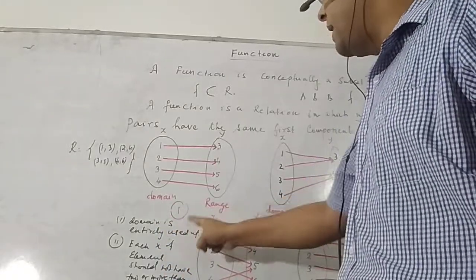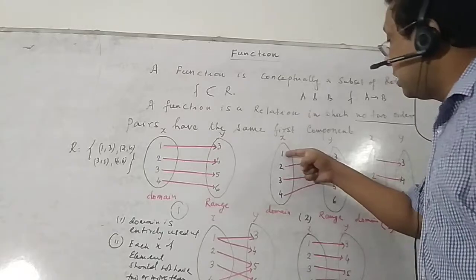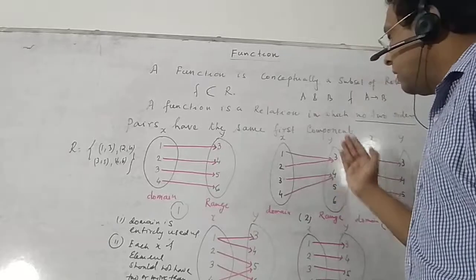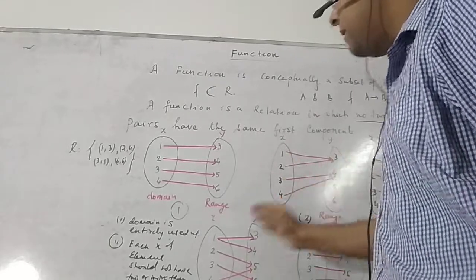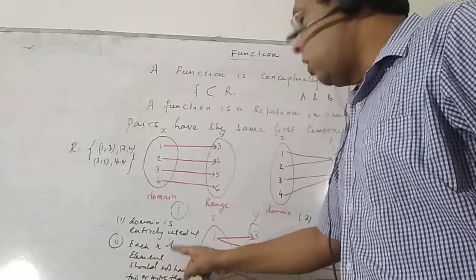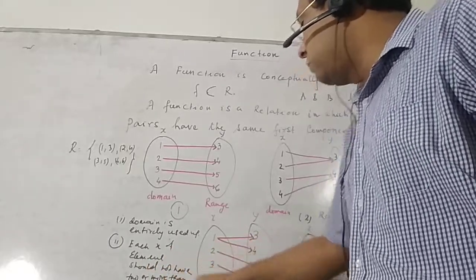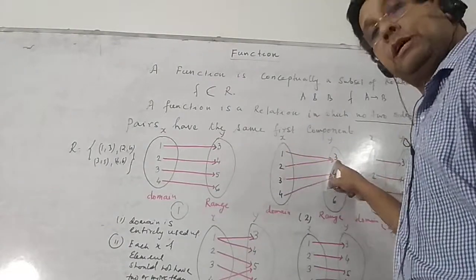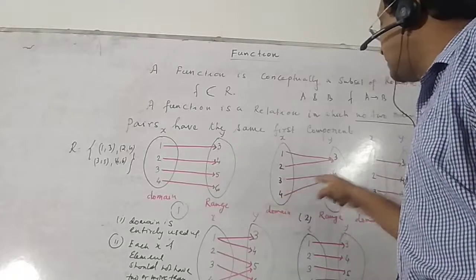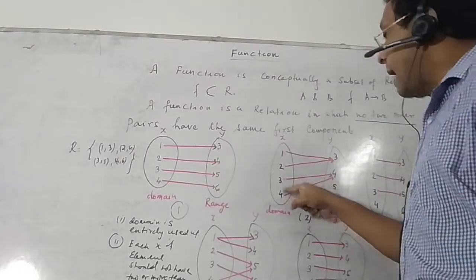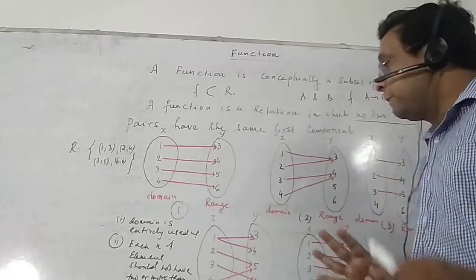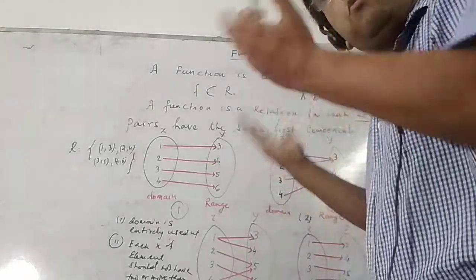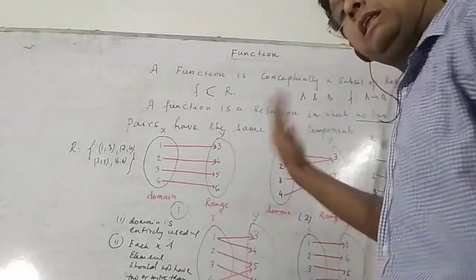See, the domain is entirely used up. See, 1, 2, 3, 4, all these X elements entirely have the corresponding images. Okay, entirely, and each X element should not have 2 or more than 2 images. See, 1 has a single image, 2 also has a single image, 3 has a single image, 4 also has a single image. Maybe these 3 and 4 have the same image. That is possible. But each and every X should not have 2 or more than 2 images. That is, many-one is not possible.